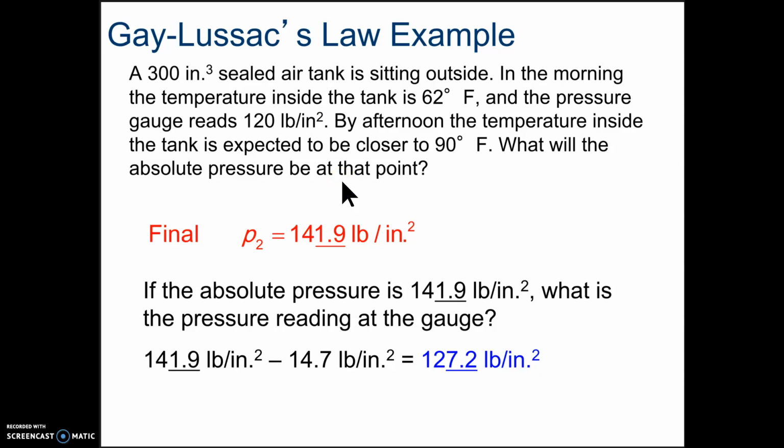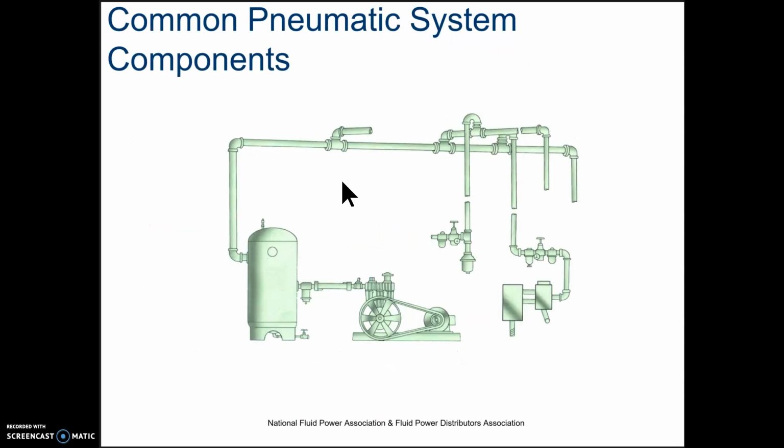So the trick on these problems is making sure that you do the conversions, put them in the units that they should be in the formula, and then you can always convert them back if you need to. Okay. And so that's what we're getting, right? What is the pressure reading at the gauge? It would have been 141 point, they're just rounding.